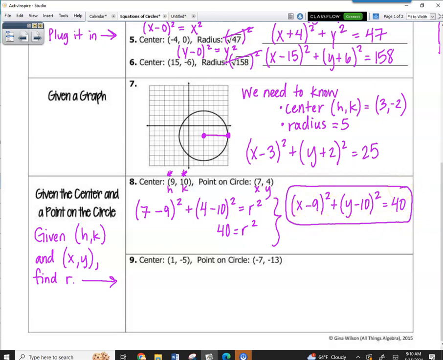So while it's leveling up, I feel like it's actually not, but it is technically, because you're given different information. So try the next one.